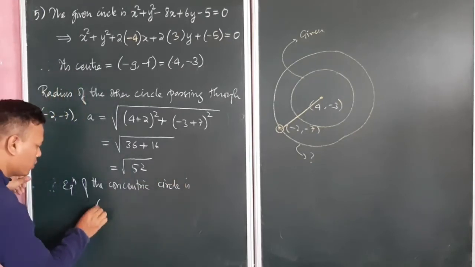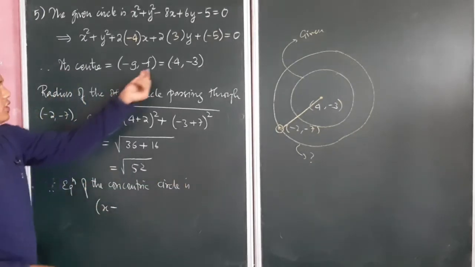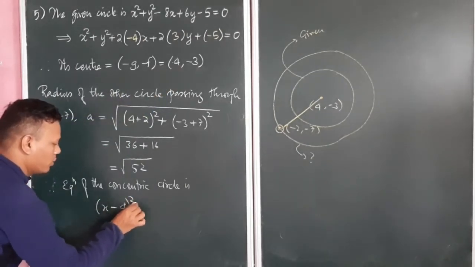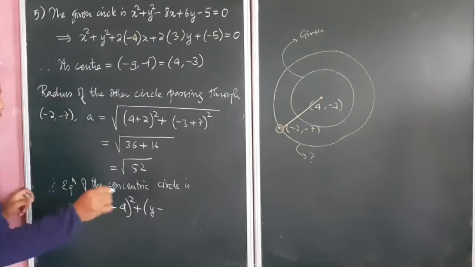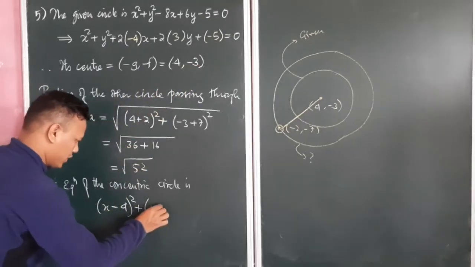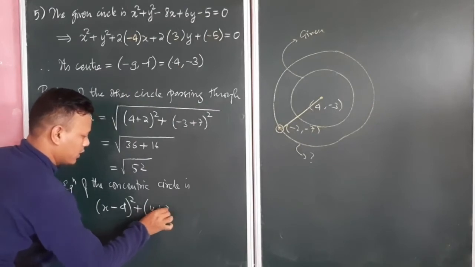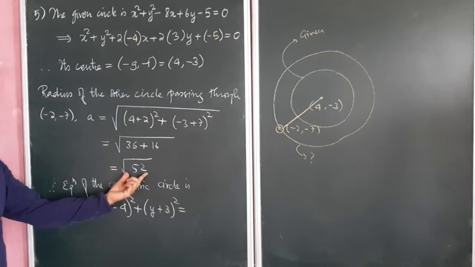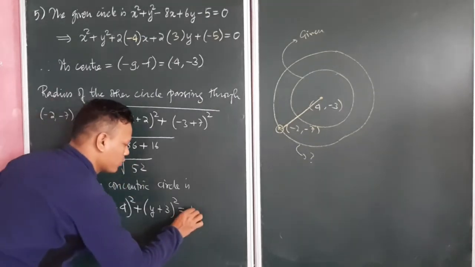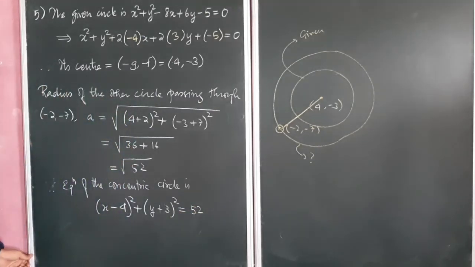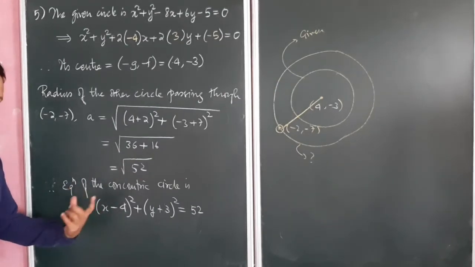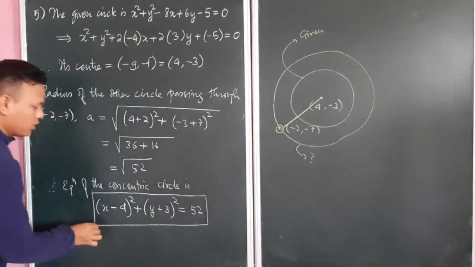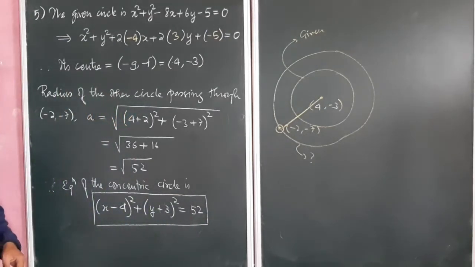is, using the formula, x minus h, and how much is h? This is my h, remember. So h is 4 whole square plus y minus k. K is -3, so this becomes +3 whole square equals a square, that is square root of 52 whole square. So square of root of 52 turns out to be this much, isn't it? If you want to open up the bracket, that's also fine. Otherwise you can leave your answer as it is. Pause the video to note down.